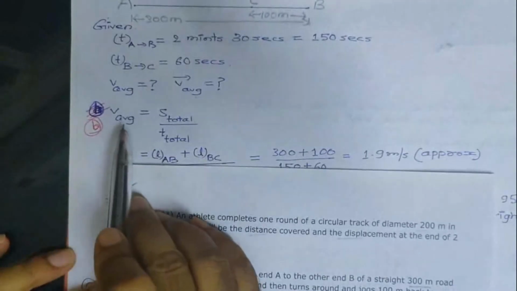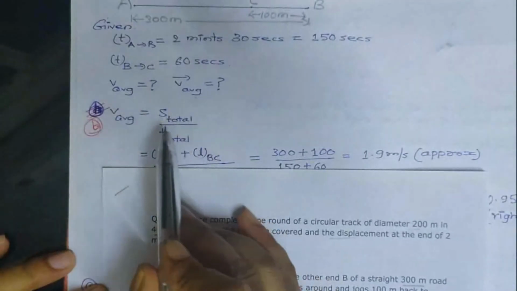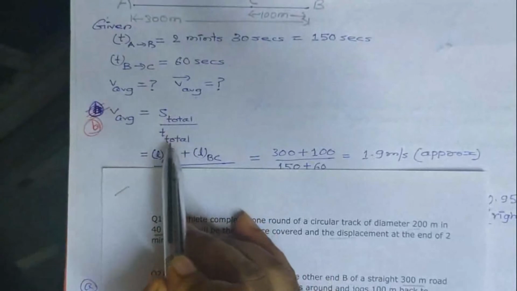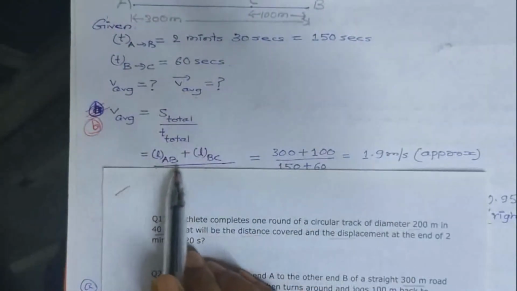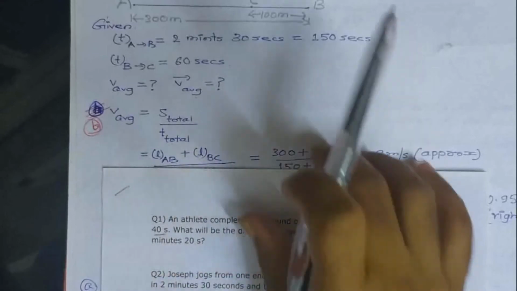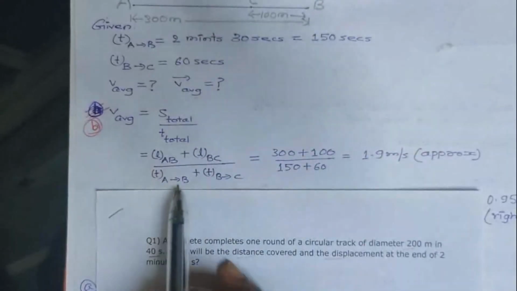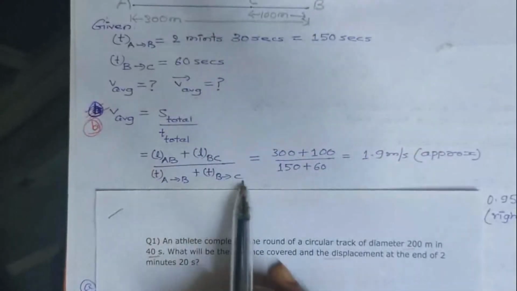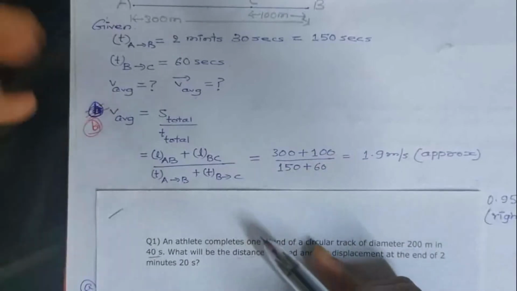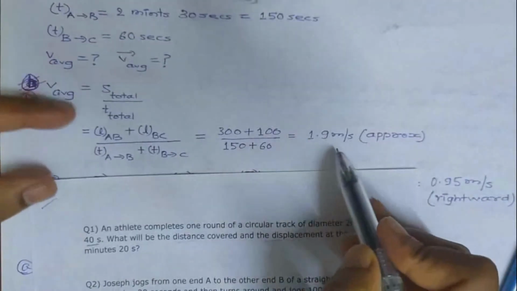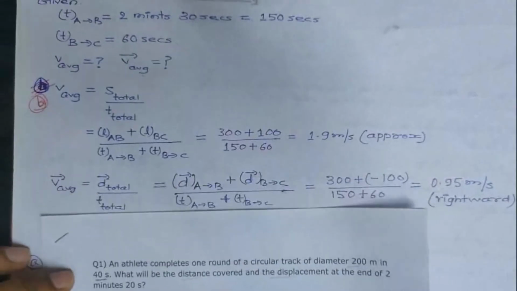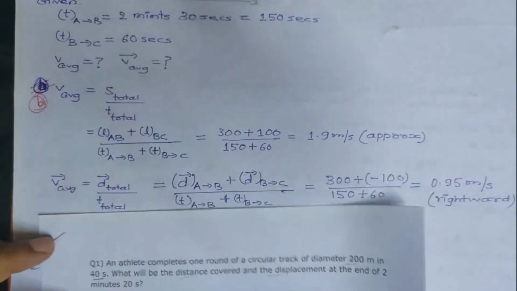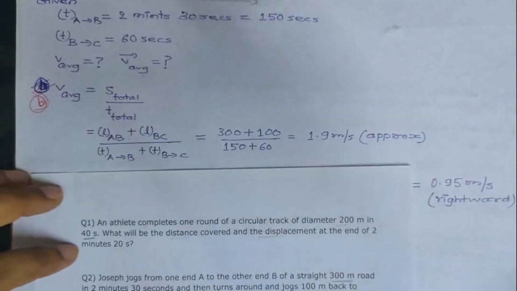So average speed in this b part is total distance covered by total time spent. What is total distance covered? Length of AB plus length of BC. Total time spent is the time taken from A to B and B to C. All the values are available and the value will come out to be approximately 1.9 meter per second. Now the interesting part comes when we calculate average velocity.